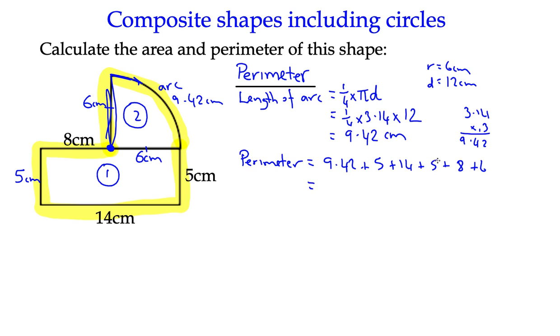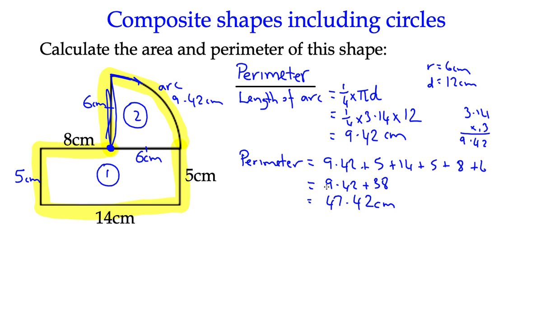So if I add up all of these, if I start from the other end, 6 and 8 is 14, 19, 19 and 14 is 33, add 5 is 38. So we've got 9.42 plus 38, and that gives me 47.42 centimetres. Technically, I should only really round to 3 significant figures.